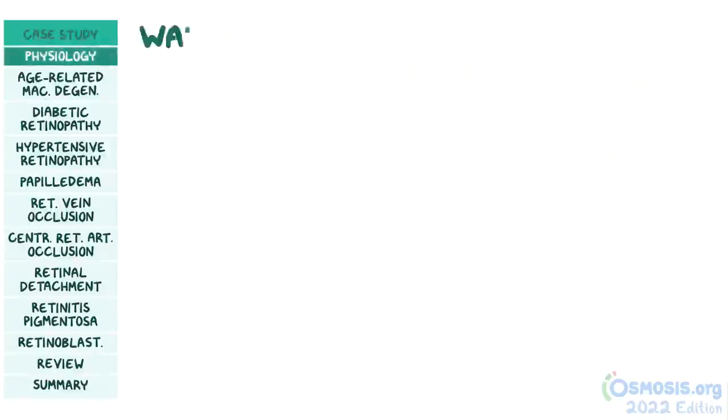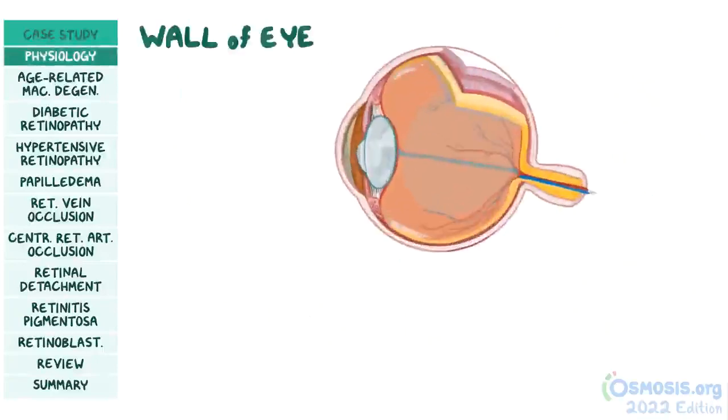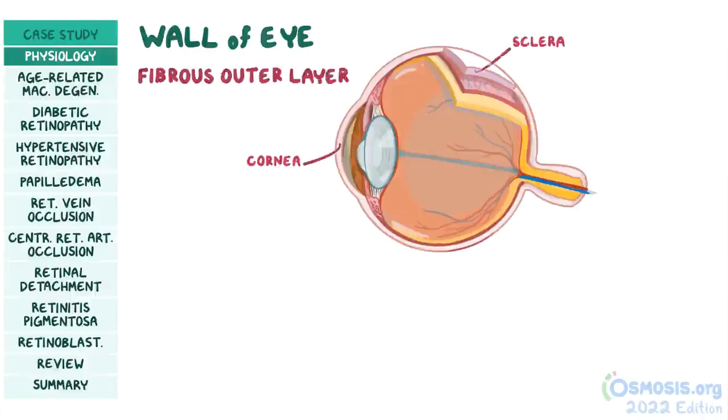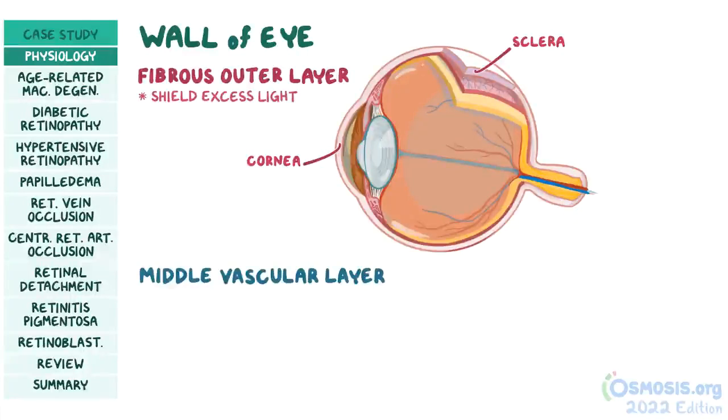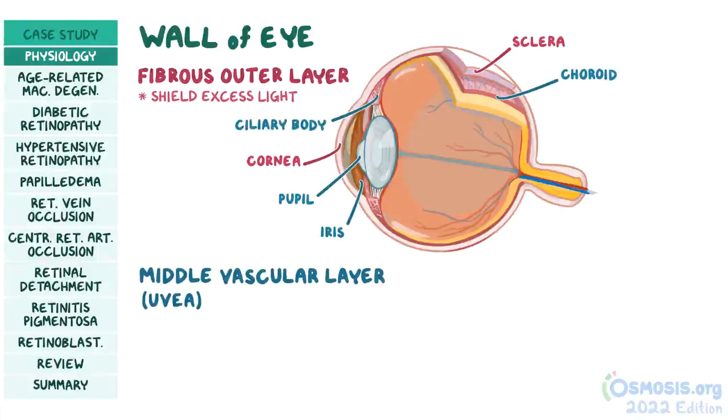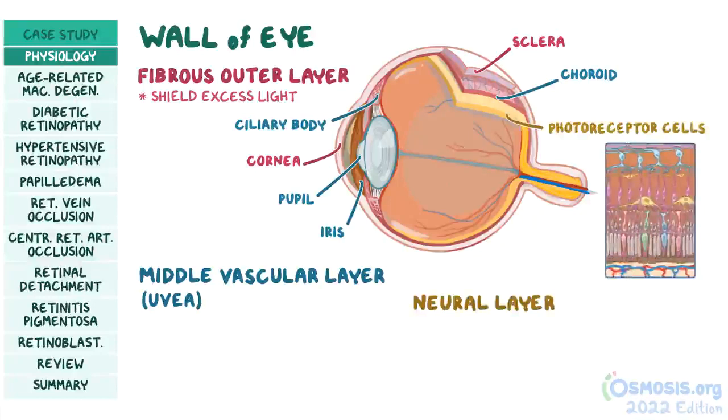If we zoom into the wall of the eye, it is made up of 3 major layers. There's a fibrous outer layer, which contains the cornea and sclera and helps shield excess light. The middle vascular layer is called the uvea and consists of the iris, pupil, choroid, and ciliary body. Finally, the neural layer consists of the retina, with its own outer pigmented layer and an inner neural layer that's composed of photoreceptor cells, which convert light into neural signals that travel via the optic nerve to the brain for visual processing.